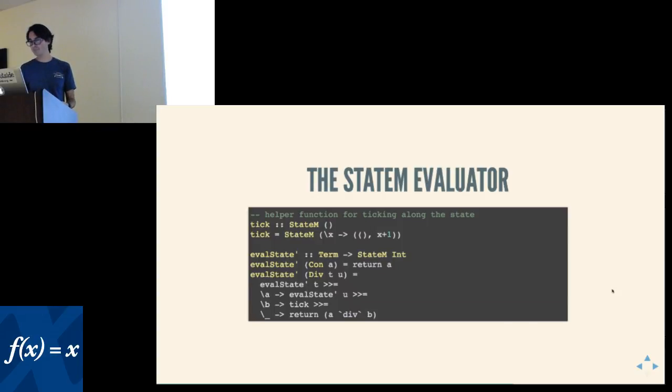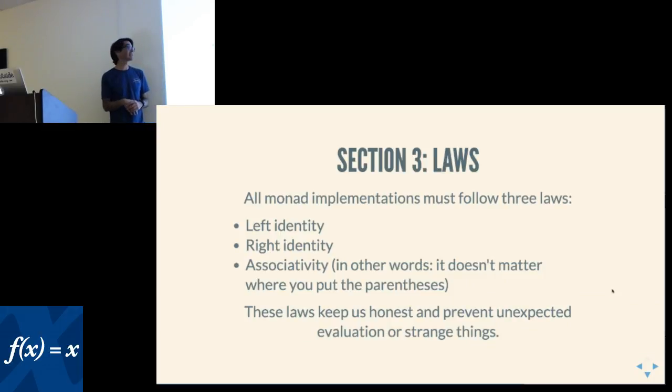Okay, so he defines those things, and then he says, okay, section 3. Section 3 is sort of short. He says there are laws you have to follow. To legitimately call the thing that you have implemented a monad, it should adhere to these 3 laws. The 3 laws are left identity, right identity, and associativity.